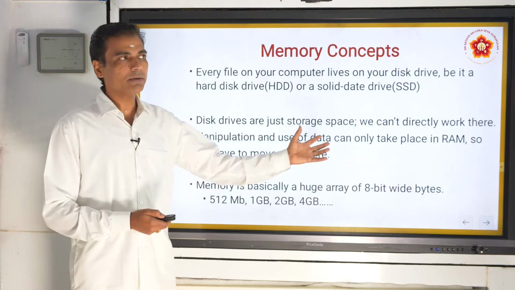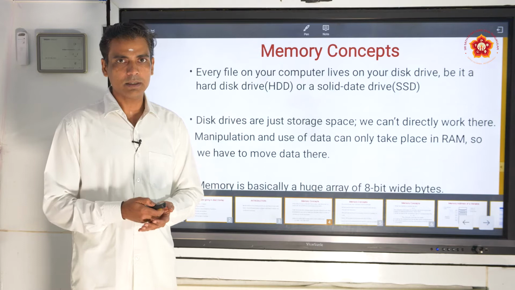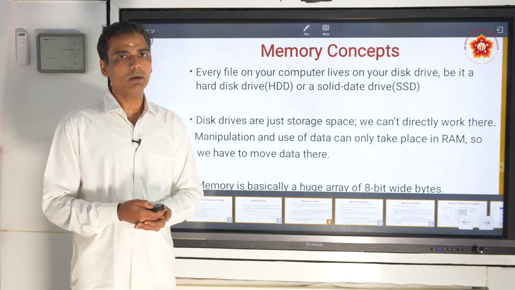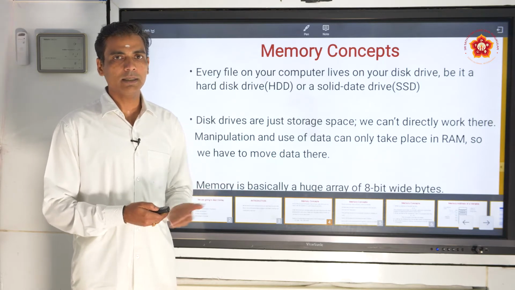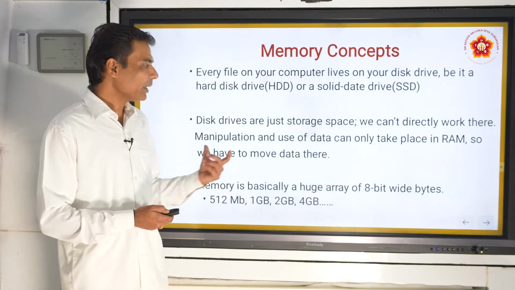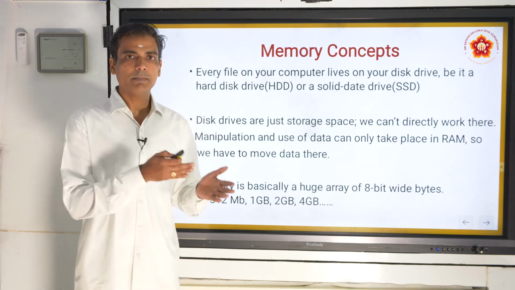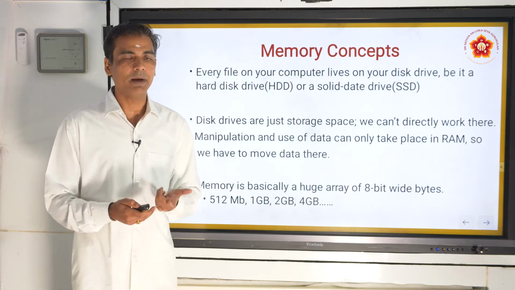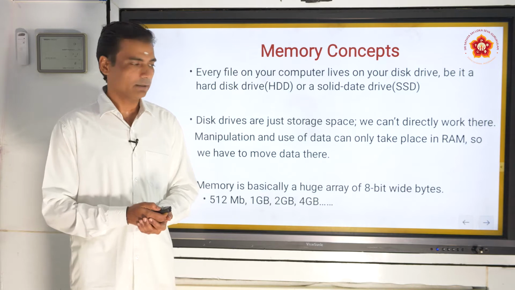But these drives are just used to store the data. These are just the storage houses, just like godowns. We cannot work on the data in the files which are stored on these storage devices. So we have to move the data from the secondary storage device to the primary storage. What is our primary storage? Our primary storage is RAM, random access memory, that we all are aware of.